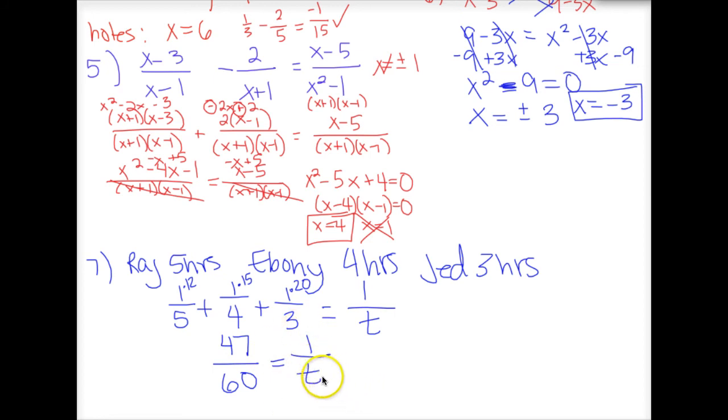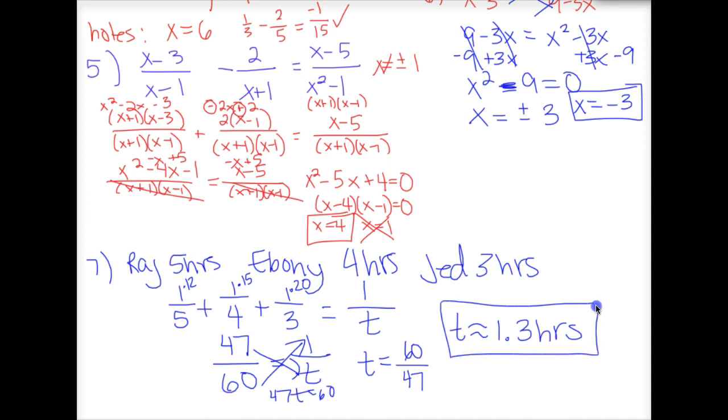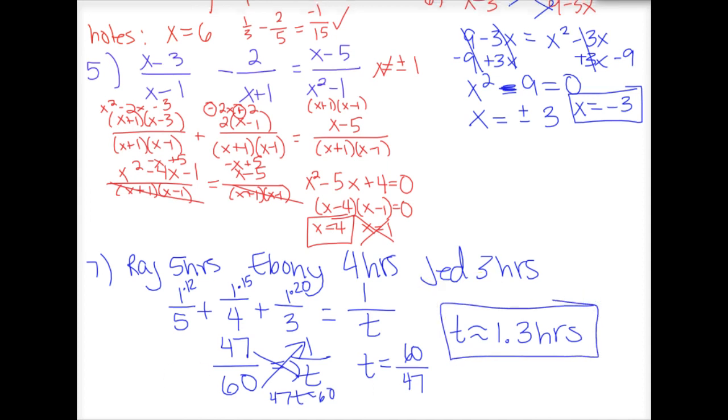A lot of you have gotten to the point where you know if that's 1 over t, then t is the reciprocal. If you haven't gotten to that point, that's okay. You can cross multiply here to get 47t equals 60 and then divide. So t equals 60 over 47. Now, this is a word problem, a work problem. We're asking how long it would take them, so in this case, decimals are appropriate for a final answer. Once you've solved for t, you can put 60 divided by 47 in and see that you get approximately 1.3 hours when all 3 of our friends work together to complete the job.